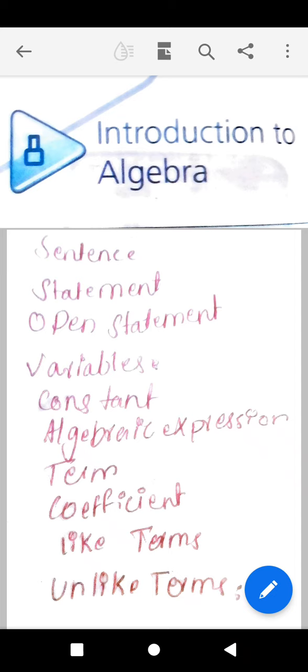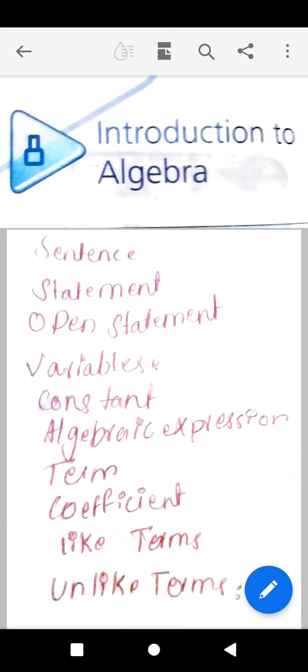So, algebraic expression: any numeral, variable, or combination of numerals and variables connected by one or more signs of fundamental operations is known as an algebraic expression. So here it is saying that numerals and variables are combined by the fundamental operations like plus, minus, multiply or divide. This is known as an algebraic expression.